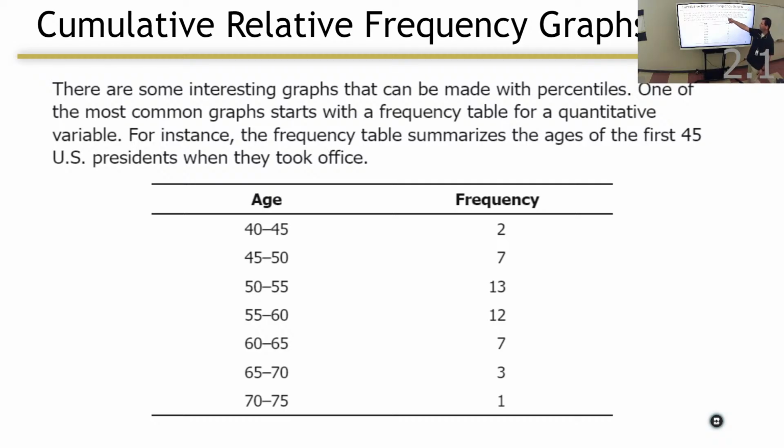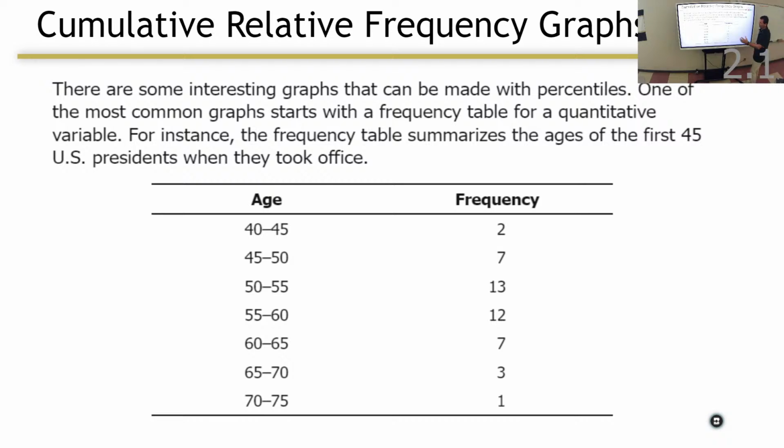There are some interesting graphs that can be made. For instance, the frequency table summarizes the ages of the first 45 U.S. presidents when they took office. So this summarizes the first 45 presidents and their ages when they took office. Okay?